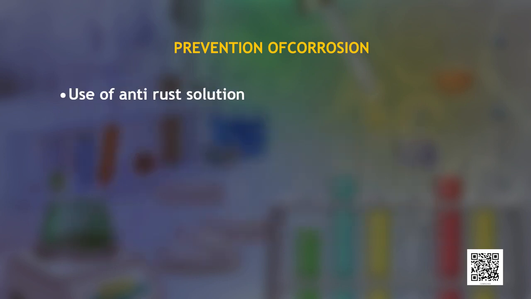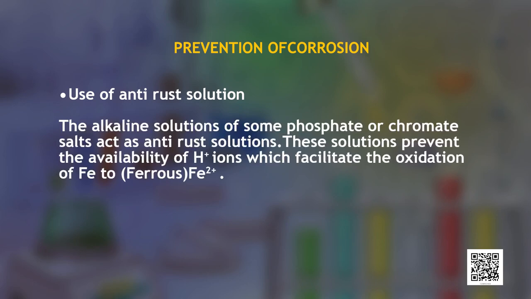And another method is to use anti-rust solution. The alkaline solutions of some phosphate or chromate salts act as anti-rust solutions. These solutions prevent the availability of hydrogen ions which facilitate the oxidation of iron to ferrous ions.